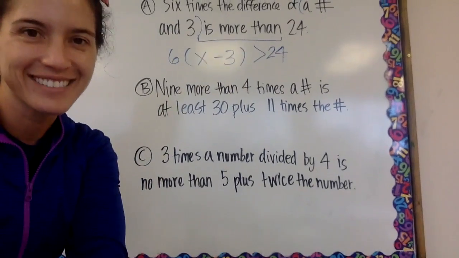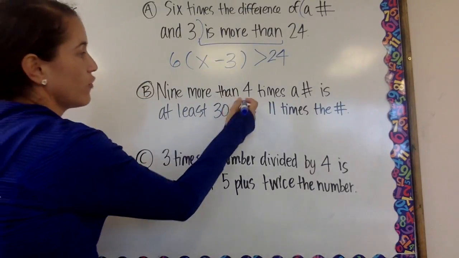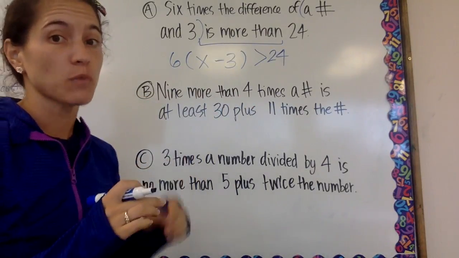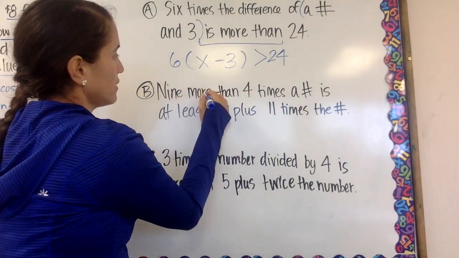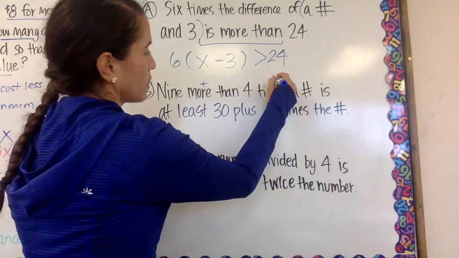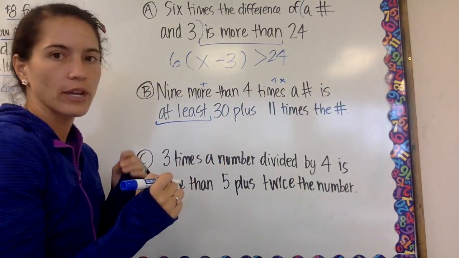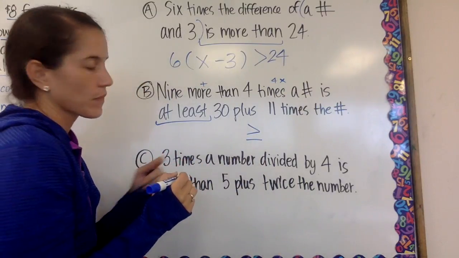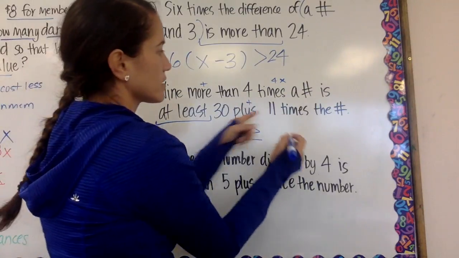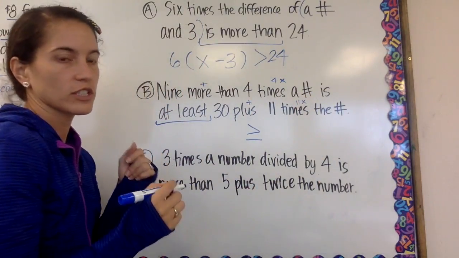All right, let's do B. 9 more than 4. Now, it doesn't say 9 is more than 4. It says 9 more than 4 times a number is at least 30 plus 11 times the number. Now, we already talked about earlier, at least means greater than or equal to. So let's do it again.